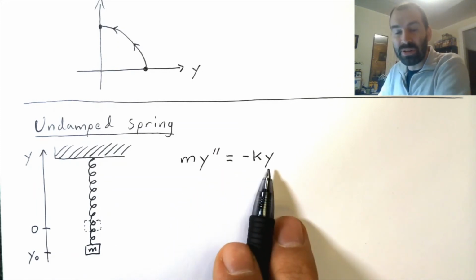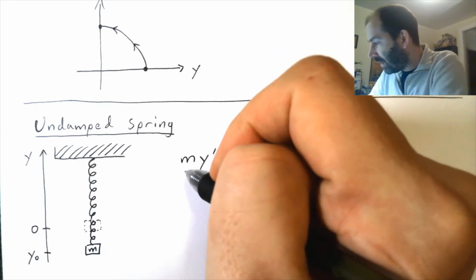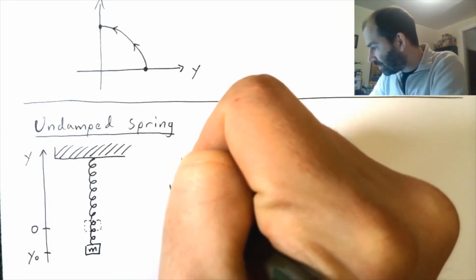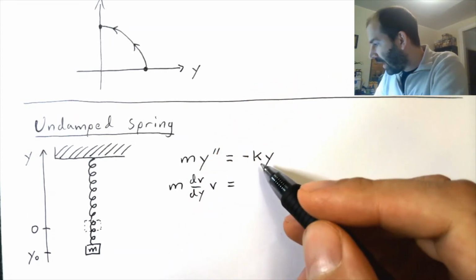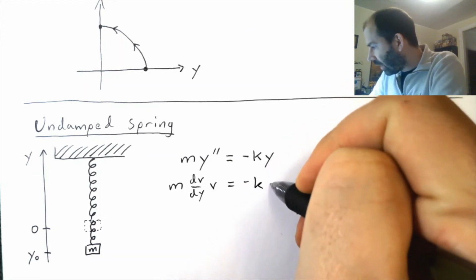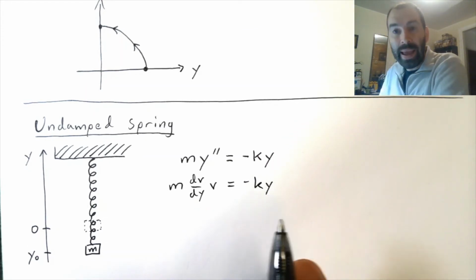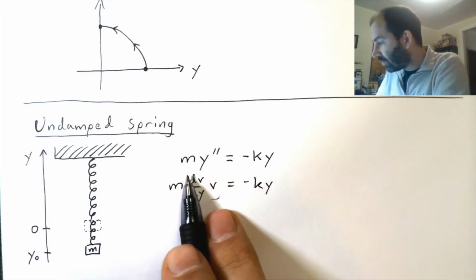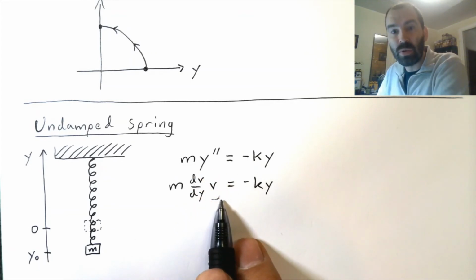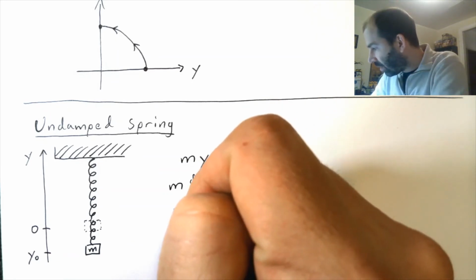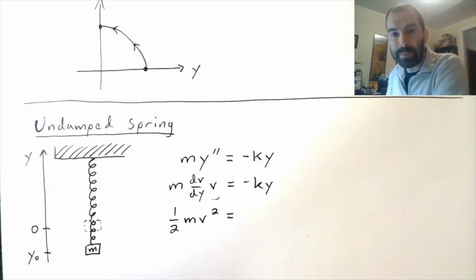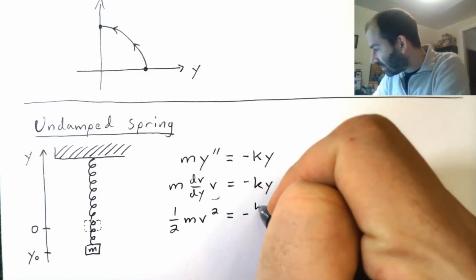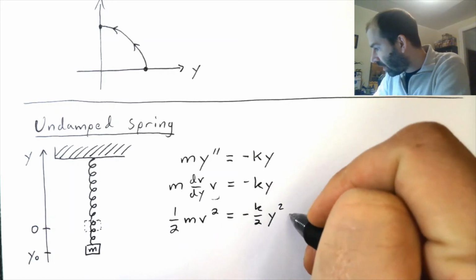Okay, so what we're going to do is put this in the phase plane picture. And so we know that y double prime becomes dv/dy times v. And what did we do before? We anti-differentiated. We said this becomes 1/2 v squared. So we end up with 1/2 mv squared when I anti-differentiate the left-hand side. What happens when I anti-differentiate the right-hand side? Well, I get minus k over 2 y squared plus a constant.